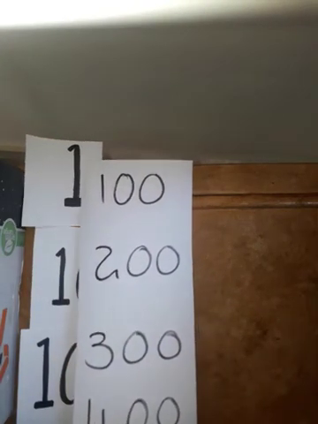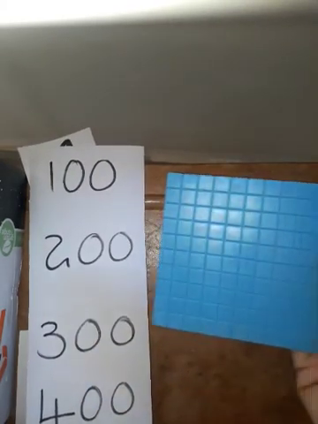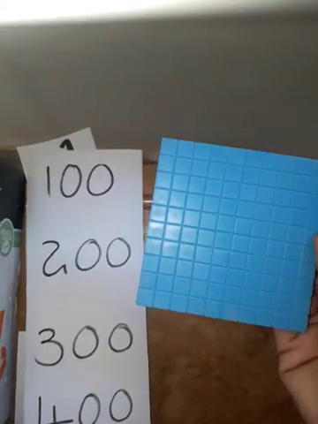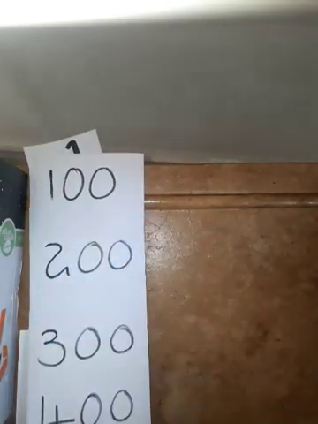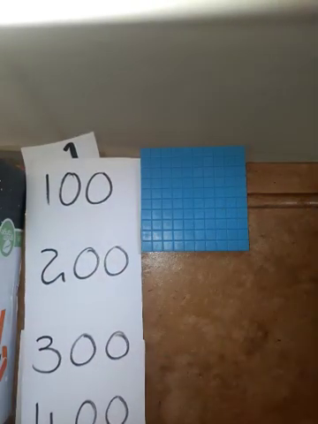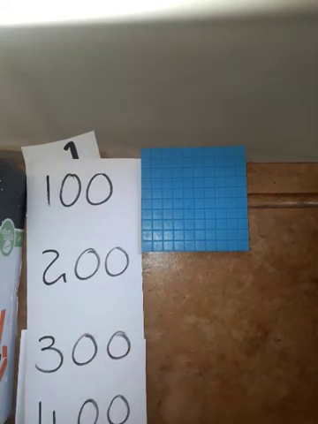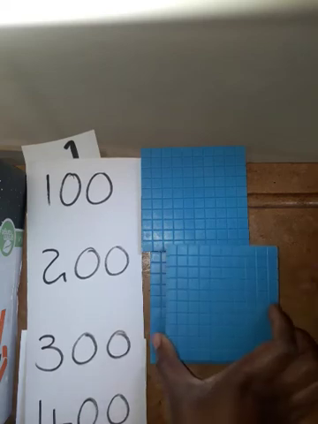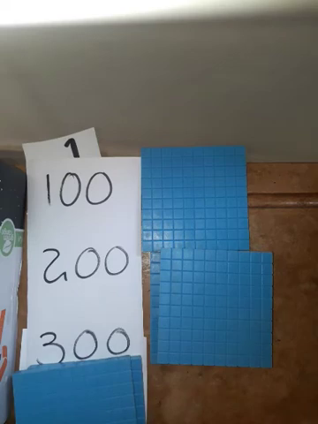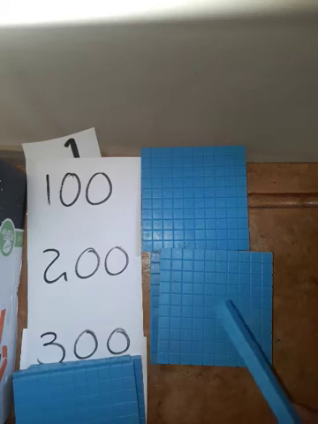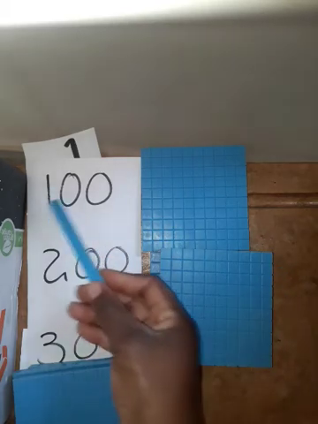Remember, I told you that this is a flat. And the flat is represented as 100. Here it says 100. Here it says 200. So you're going to say 100, 200. And here it says 300. You're going to say 100, 200, 300. And then you can have a question like, how many hundreds do I have in 100?